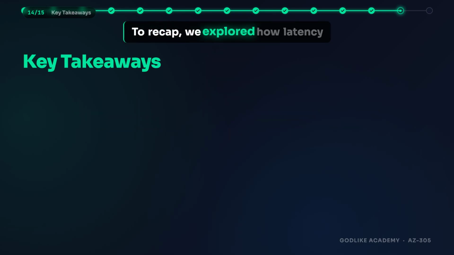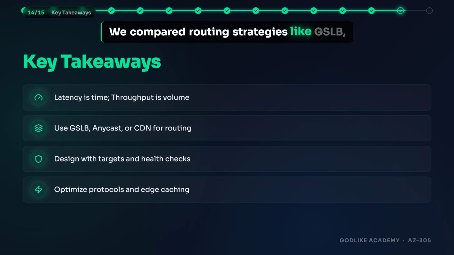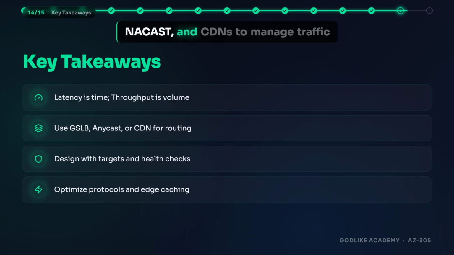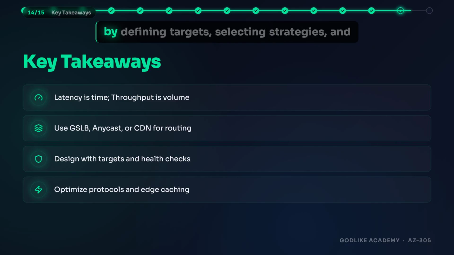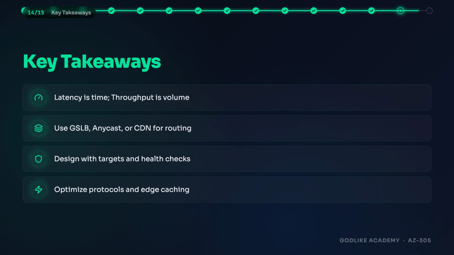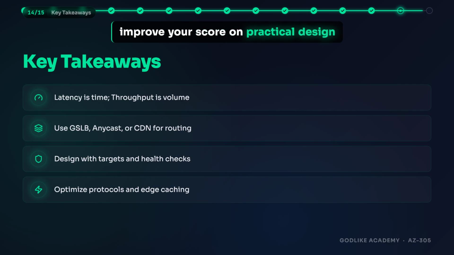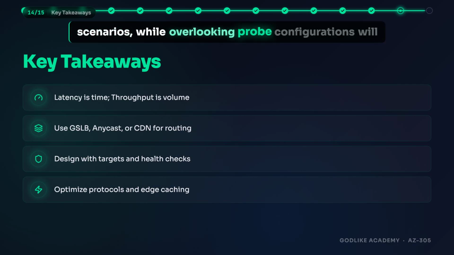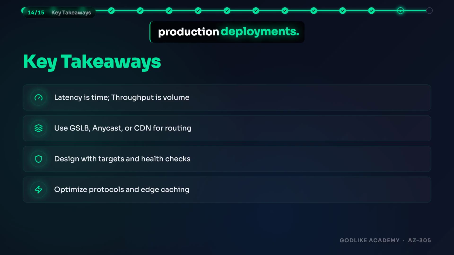To recap, we explored how latency and throughput define network performance. We compared routing strategies like GSLB, Anycast, and CDNs to manage traffic efficiently. We designed a high-performance routing solution by defining targets, selecting strategies, and implementing health checks. Finally, we optimized protocols and edge caching to ensure resilience. Mastering these implementation details will directly improve your score on practical design scenarios, while overlooking probe configurations will cause cascading service failures during actual production deployments.